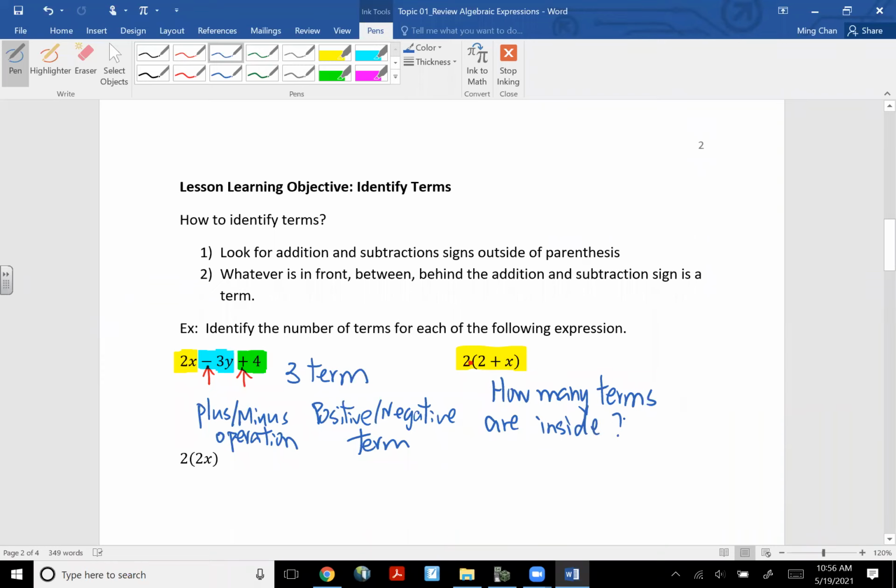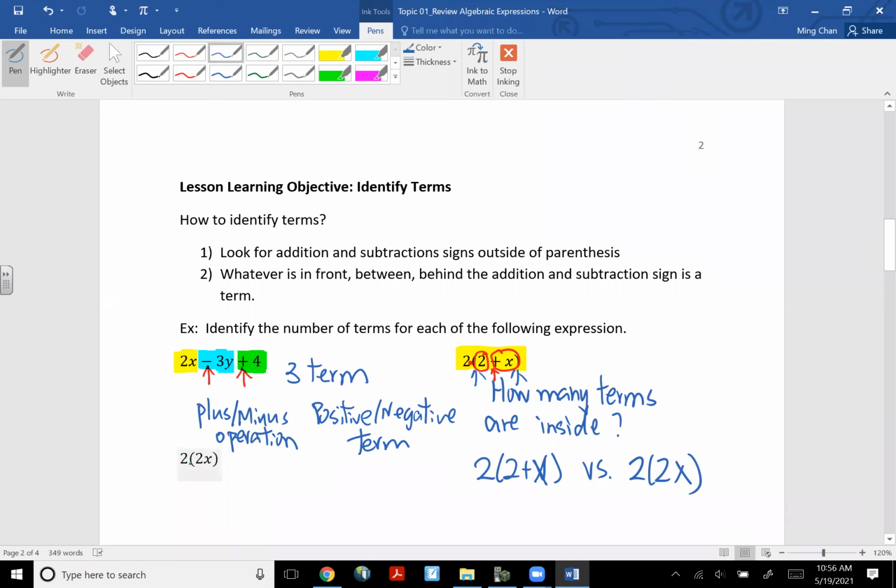So now you're looking inside this problem. In between the parenthesis, you see there's a plus sign. So that means inside the parenthesis you've got two terms, a positive 2 and a positive x, because there's one addition sign inside the parentheses. I always use this example, 2 times (2 plus x) versus 2 times 2x. What's the difference between the two?